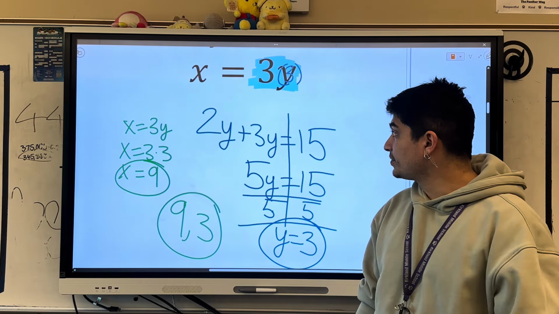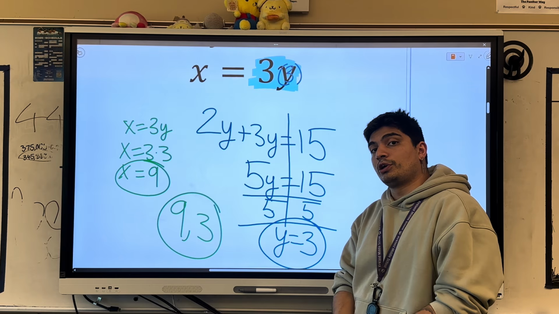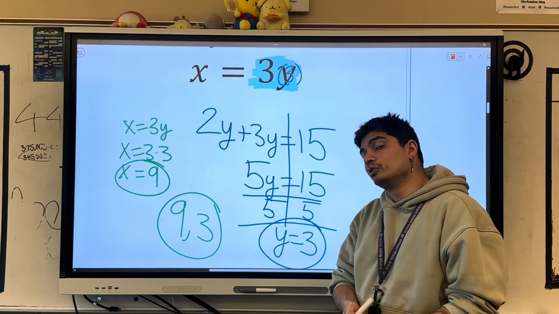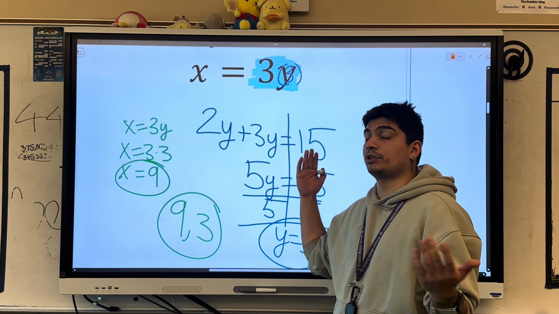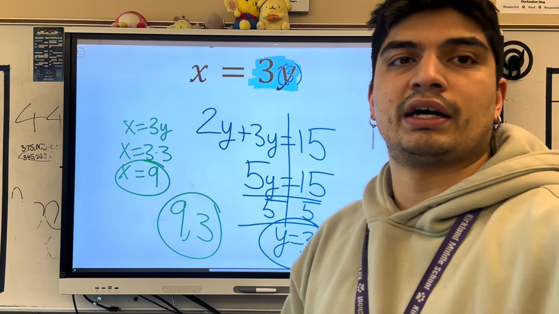That's substitution. That is using our algebra to solve a system of equations using substitution. Again, you could technically graph all of these, and you could also get the exact same answers. Hopefully this helps, and have a good one.